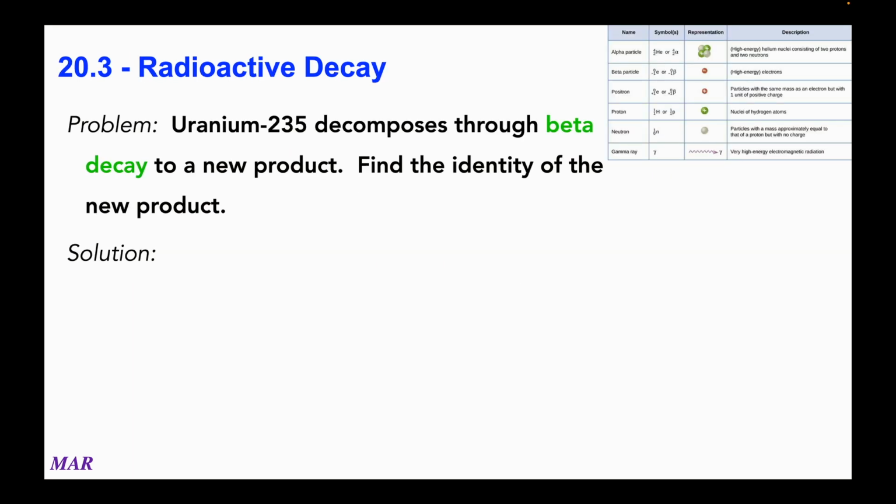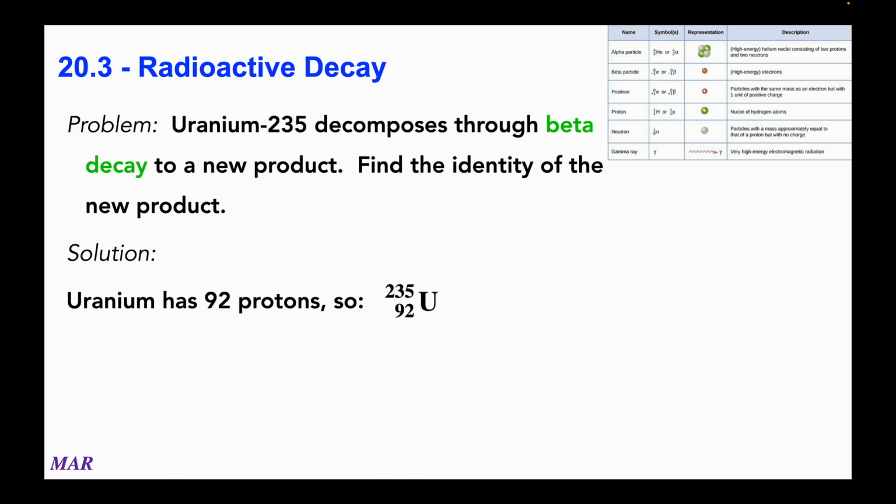This is the kind of problem you might see, though, and it does help to know what those different particles are. So uranium-235 decomposes through beta decay to a new product. You can find the identity of the product. And in the upper right-hand corner there, I have the symbols of the different particles that we're looking at in this section. So beta particle is the second row under alpha particle there. And you can see that the beta particle is 0, minus 1 e or 0, minus 1 beta.